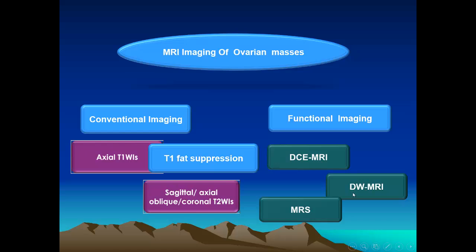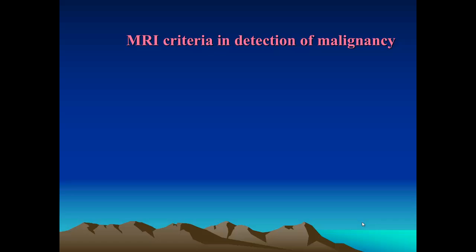And the diffusion weighted MRI, this is very important, and we have to request it on all sequences because it is a short sequence, and diffusion weighted is very important in the adnexal masses. MRS is a little bit difficult to do, but we know the chemicals that increase with malignancy and the chemicals that do not increase with malignancy.